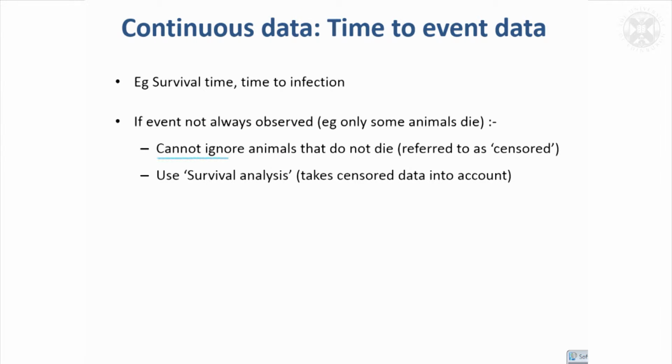But you can't ignore those that don't die and just look at the ones that do. So you need a way to be able to analyse those. Whether or not it's survival you're looking at, the methods used to analyse this type of data are always talked about as survival analysis. And they take these, for example, animals that don't die into account, and these are called censored data because you know that they've survived to a certain amount of time, but you don't know exactly how long they're going to survive because you haven't observed them die yet.